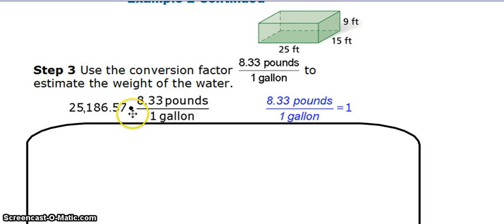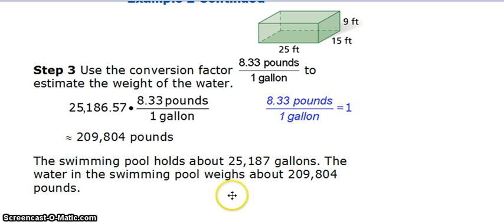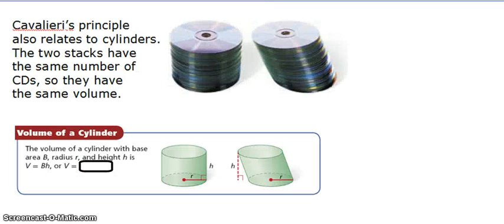And you're multiplying 25,186.57 times 8.33. And we find that the swimming pool holds a lot of pounds, 209,804 pounds of water. It's amazing how much a gallon of water weighs, huh?